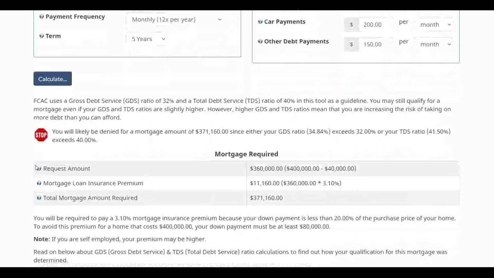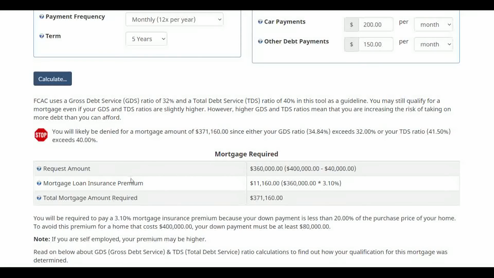Okay, so let's look into how these numbers actually play out, right? So let's take a look here. The requested amount of mortgage is $360,000, right? So that means we're putting $40,000 down. Purchase price is $400,000, again, that's 10%. So because we're putting less than 20% down, that means we need mortgage insurance, right? The mortgage itself is insured through one of three companies: Canada Guaranty, Sagen, or CMHC, right?